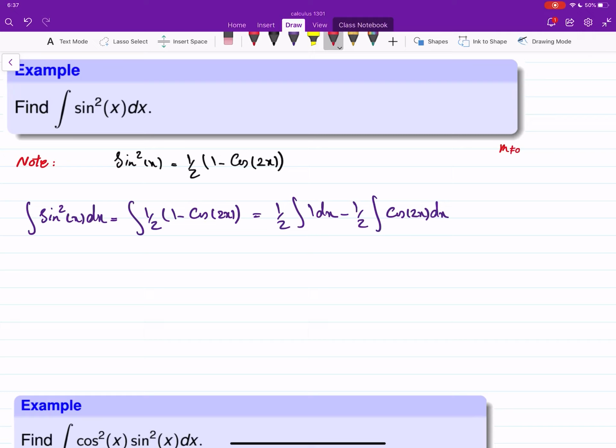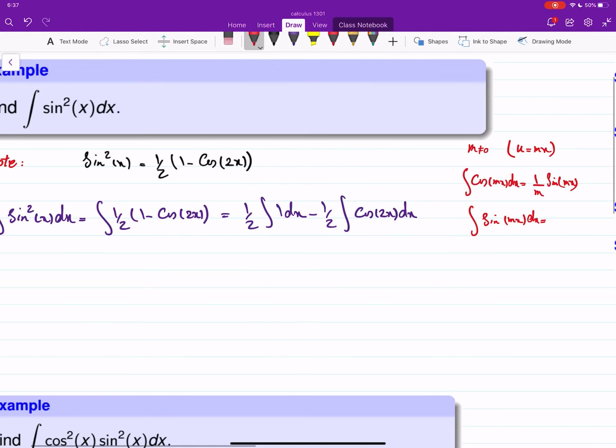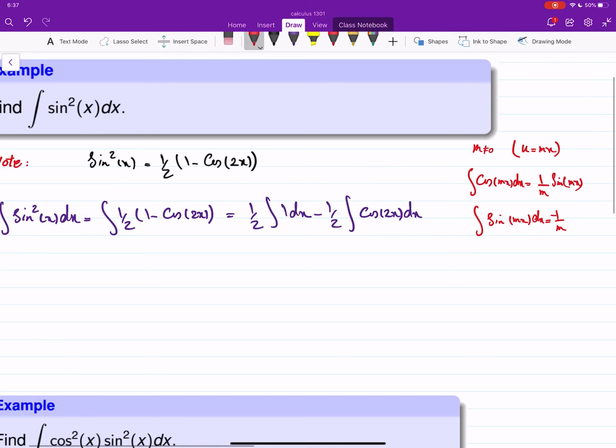If m is non-zero, the integral of cosine mx dx is 1 over m sine of mx. And again, this is obtained by substituting u equal to mx. Okay. Well, for sine also we have something that we will use in a minute. The integral of sine of mx is minus 1 over m cosine mx.